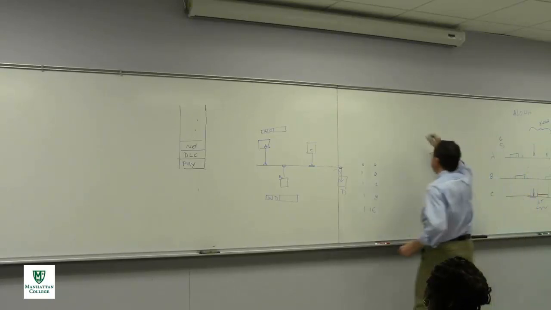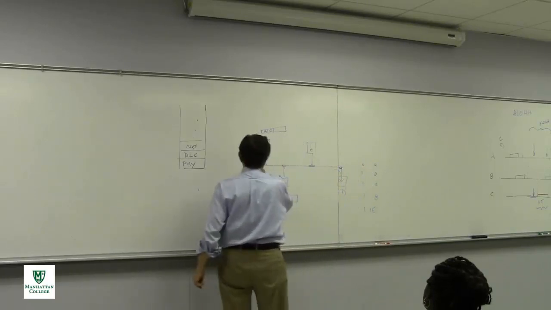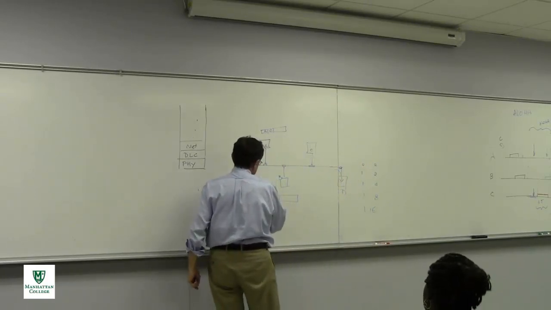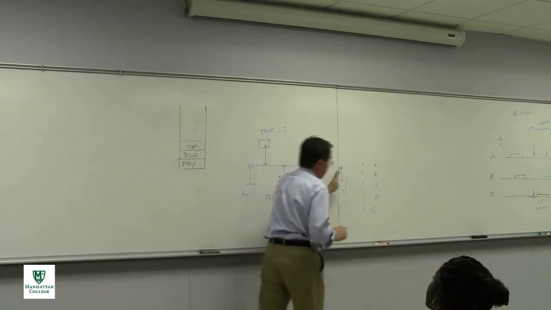There's a problem. Assume that this is my cable. Okay. I have one end node, one link at this end of a cable, one link at this end of the cable.